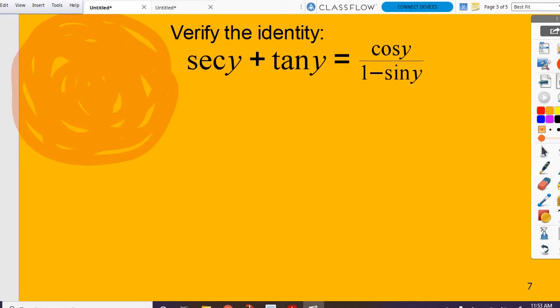Alright, so now on our next one, which side do we want to start? The right side? Okay. Notice this time we have addition and subtraction in both of them, so that's not really going to help. But we do have a fraction in our right side, which means that might be a good place to start. So if I write out my right side, cosine of y divided by 1 minus sine of y, what do we want to do? I would do cosine over 1 minus cosine over 1. Be careful.